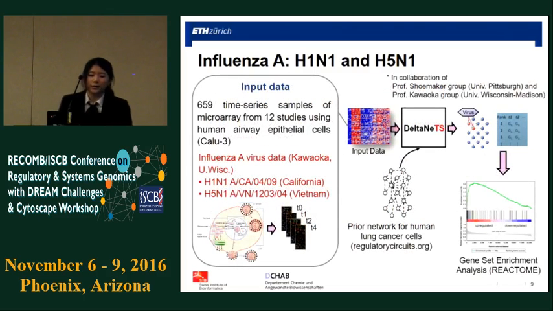The dataset used as DeltaNet's input in this study was composed of time series expression profiles from more than 600 microarray samples of human airway epithelial cell experiments. This also includes the data from H1N1 and H5N1 infection studies, which are from our collaborating group of Professor Kawaoka at the University of Wisconsin-Madison. Additionally, we used the prior information of network structures for human lung cancer cells, and we used the ranked genes after DeltaNet analysis for gene set enrichment analysis.